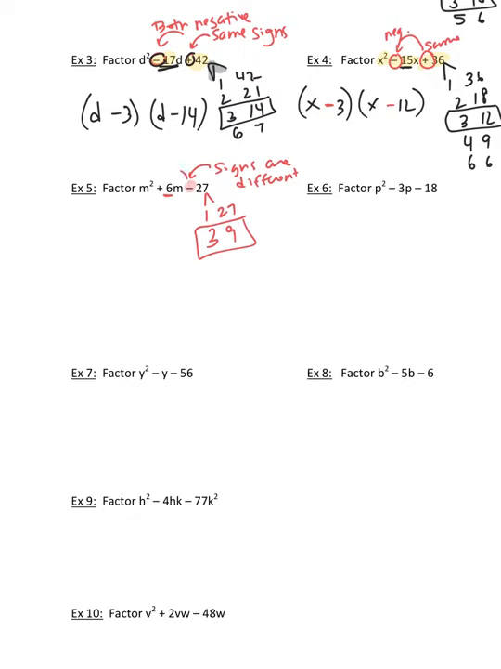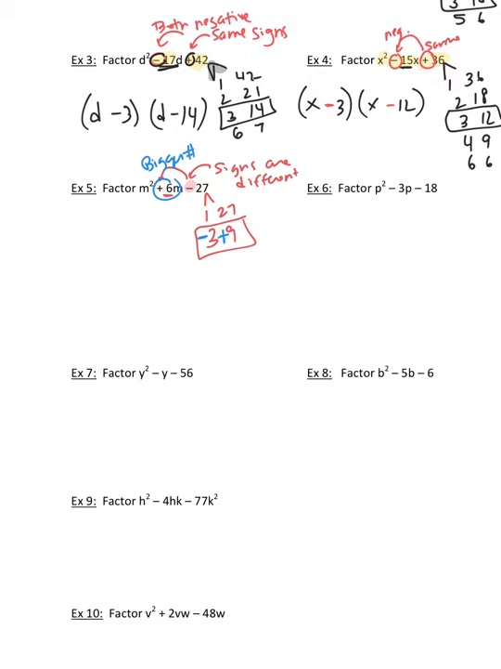Now the sign of the middle number is going to be the sign of the bigger number, or the number with the bigger absolute value. Think about when you're adding integers, if you're adding a negative and a positive, and you're subtracting, then your final answer takes the sign of the number with the bigger absolute value. So here I would need a negative on my 3 and a positive on my 9, the bigger number, so that when I add these I get positive 6 for my sum.